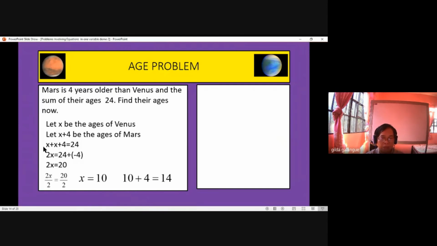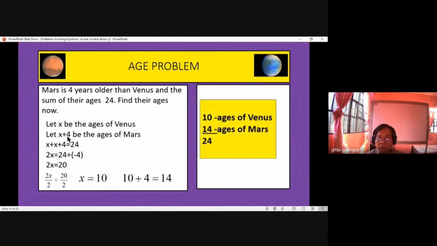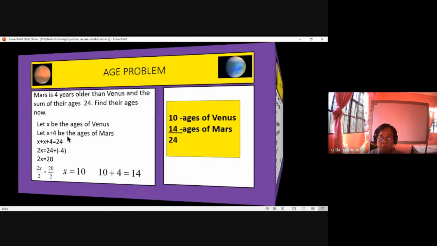So we'll add the two. x plus x plus 4 equals 24. 2x equals 24 plus negative 4. 24 plus negative 4 is 20. Dividing both sides of the equation by 2, 20 divided by 2 is 10. What is the next representation? That is x plus 4, and that is 10 plus 4. 10 plus 4 is 14. So we have our result. 10 is the age of Venus. 14 is the age of Mars. And the sum of the two is 24.